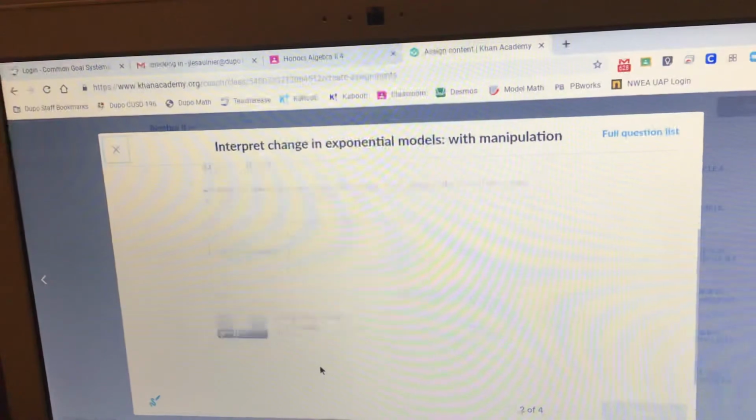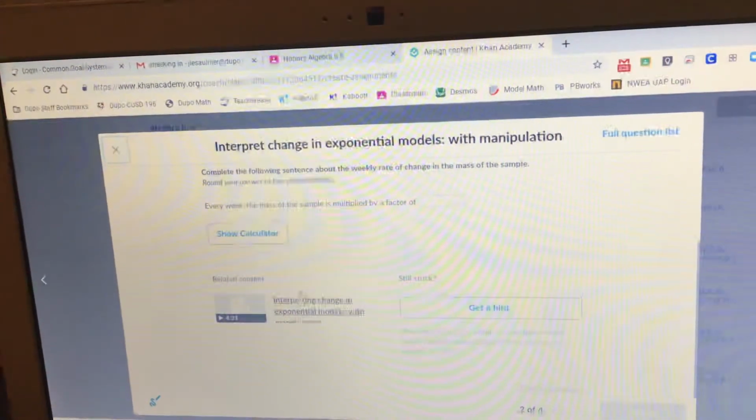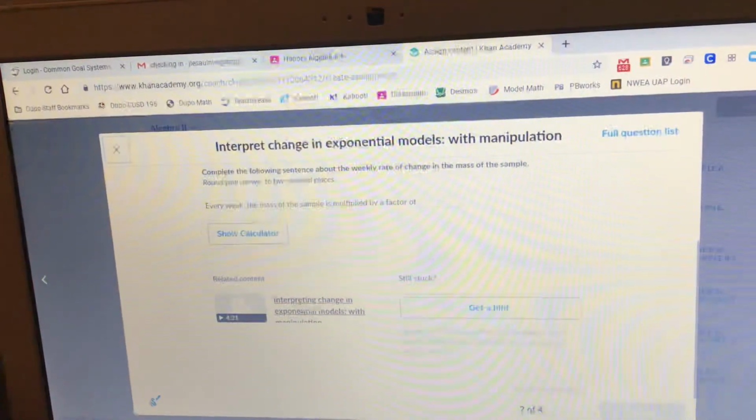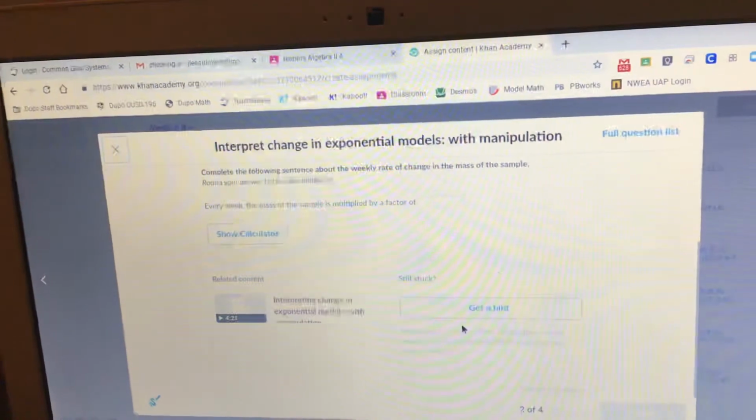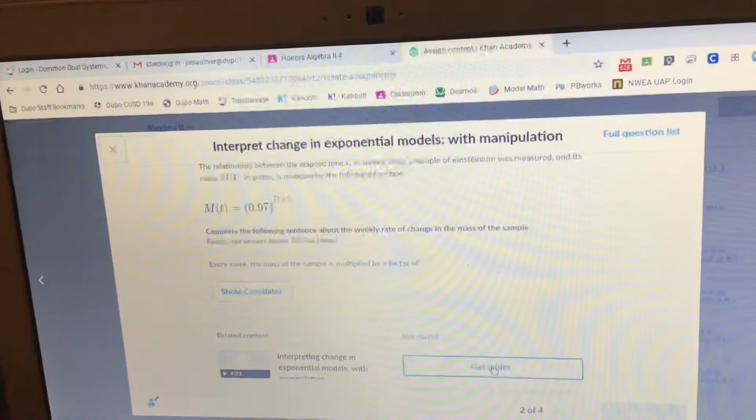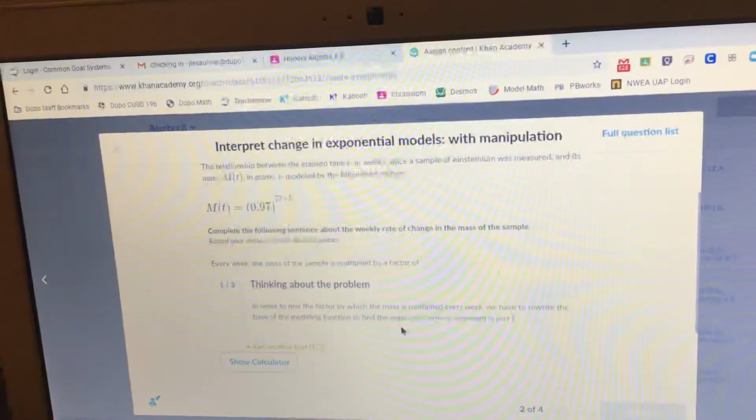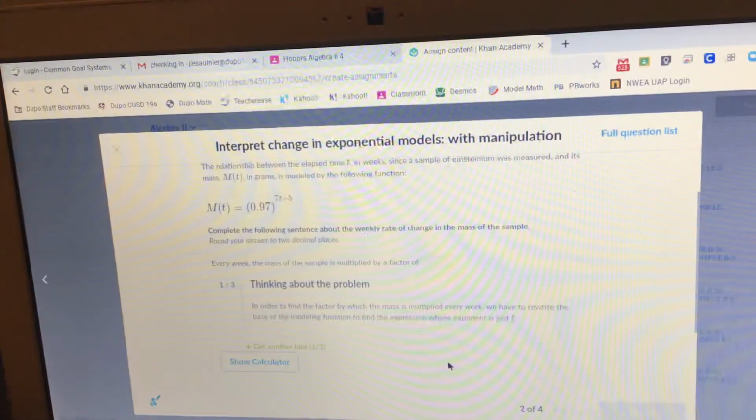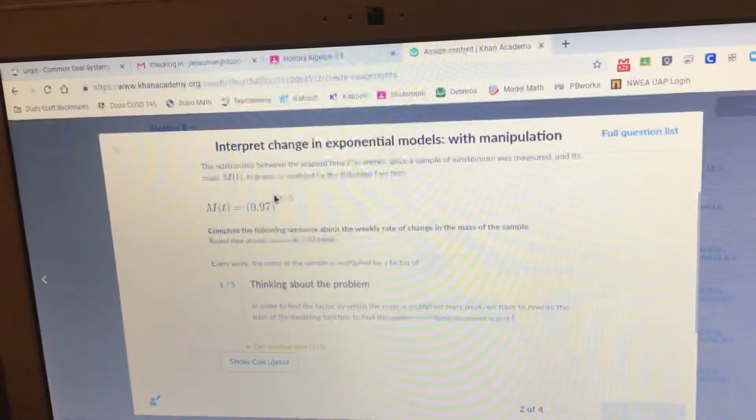So the first thing it's going to do is give us the video. This will refer you back to the video that was assigned to try to help you out. Sometimes it'll go with exactly the problem you got, sometimes it doesn't. Let's look at our first hint. It says in order to find the factor by which the mass is multiplied every week, we have to rewrite the base model function. Its exponent is just t. That's what I was talking about, using our exponent rules to rearrange this thing.